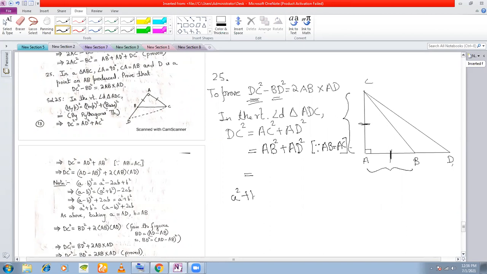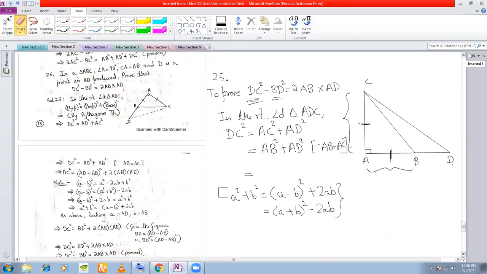Once I have replaced this, now the trick lies here. Remember your identity: A square plus B square in terms of A minus B can be written as A minus B whole square plus 2AB, isn't it? Or if you want to write in terms of A plus B, how do you write? A plus B whole square minus 2AB, right? If you don't remember, please try and remember these two.